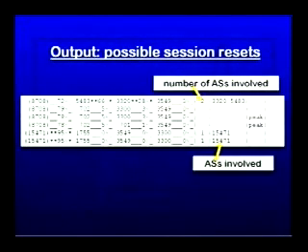So the output of our tool doesn't only mark these with an asterisk, but also prints the number of ASs that are involved in a session reset and blames these ASs by printing their AS numbers. So the next question you are probably asking is, how big is the problem?